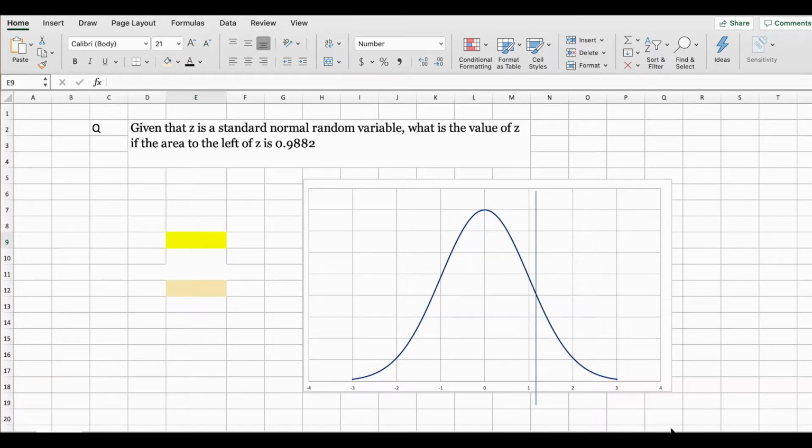In this video, we're going to learn how to find the z value in Excel. So let's take a look at this question. It states, given that z is a standard normal random variable, what is the value of z if the area to the left is 0.9882?